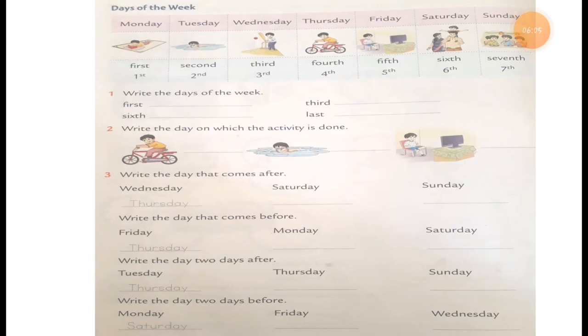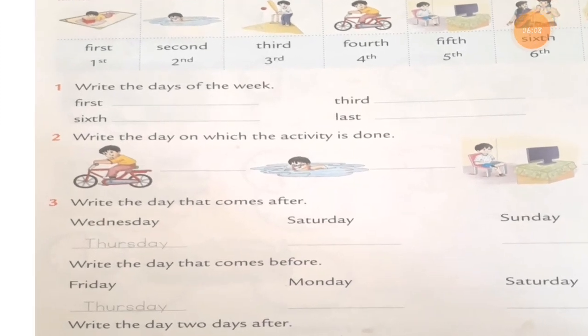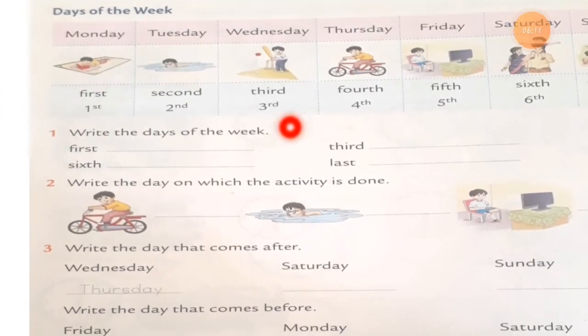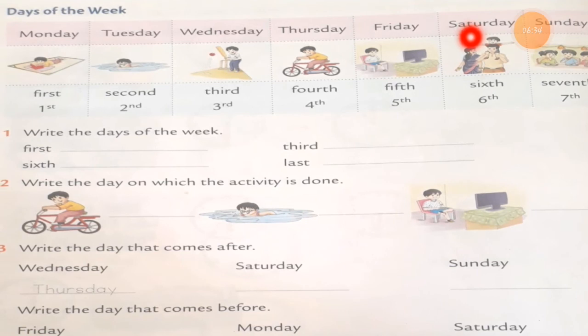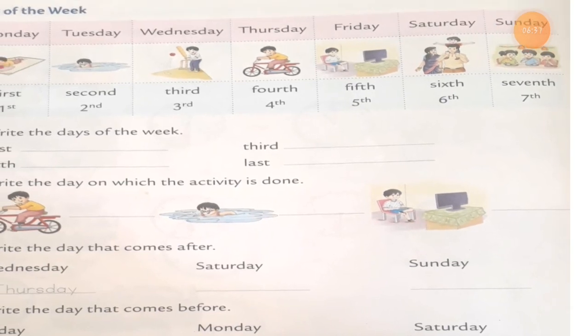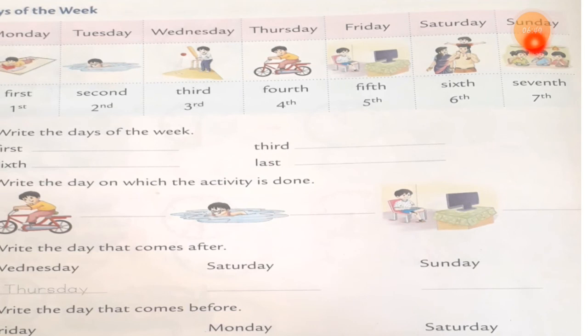Now the next thing is the days of the week that we already learned. The first day of the week is Monday. The second day is Tuesday. The third day is Wednesday. The fourth day is Thursday. The fifth day is Friday. The sixth day is Saturday. And the seventh day is the last day of the week, and it is Sunday.